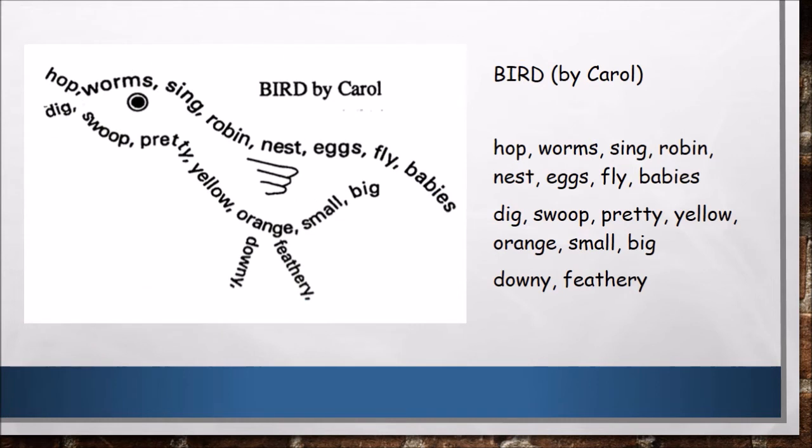It's just words about the topic, about the subject, which is a bird. So here's how this poem goes. Hop, worms, sing, robin, nest, eggs, fly, babies, dig, swoop, pretty, yellow, orange, small, big, downy, feathery. So this poem looks like a bird. It's about things about a bird, but it doesn't rhyme. It's not sentences. So this is okay too for a poem.